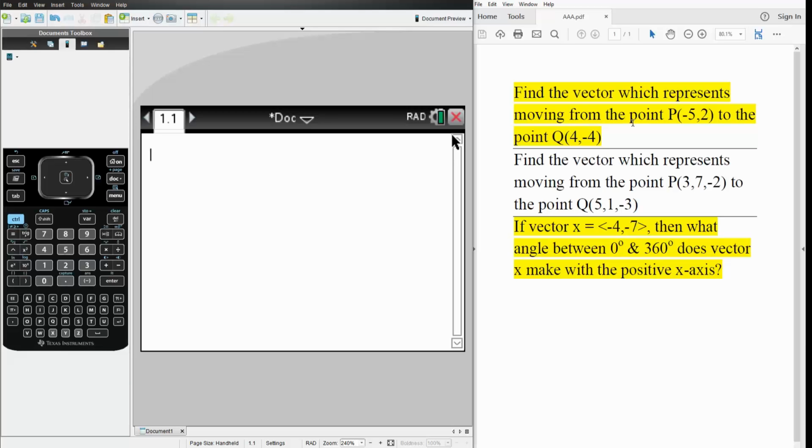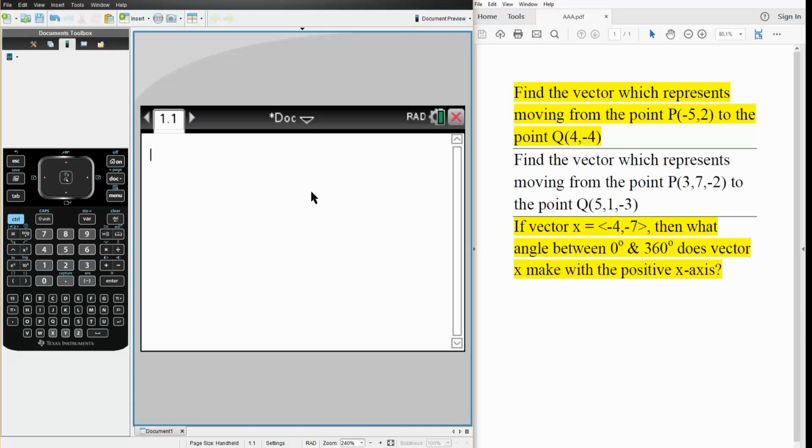In this video, we will solve vector problems using the TI-nSpire. So the first problem is this. Find the vector which represents moving from the point P(-5, 2) to the point Q(4, -4).